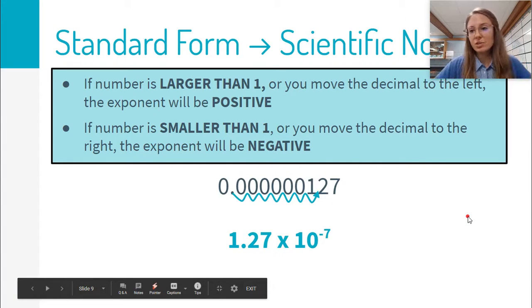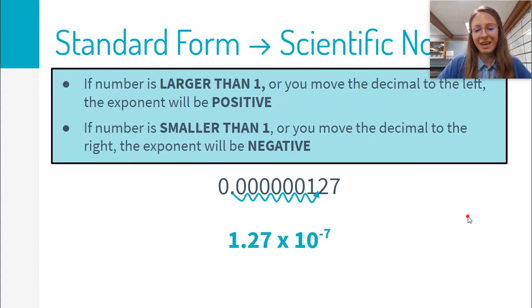Okay, that's scientific notation and how to go between standard form and scientific notation.